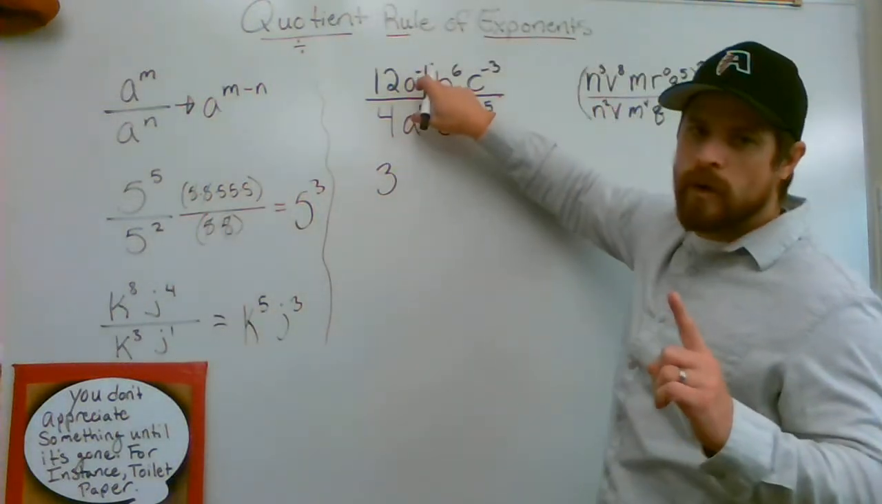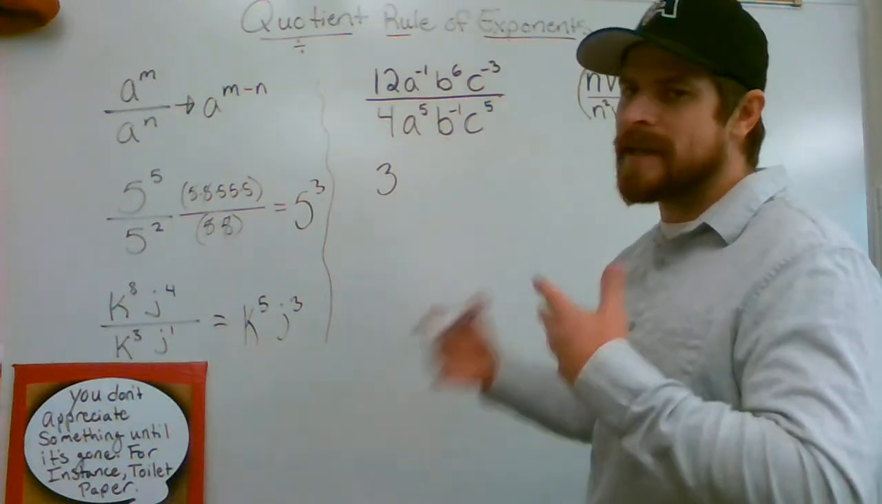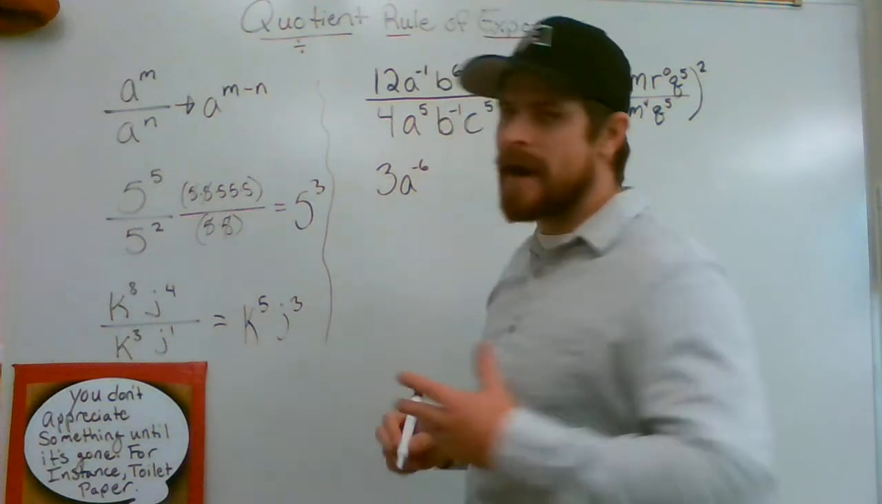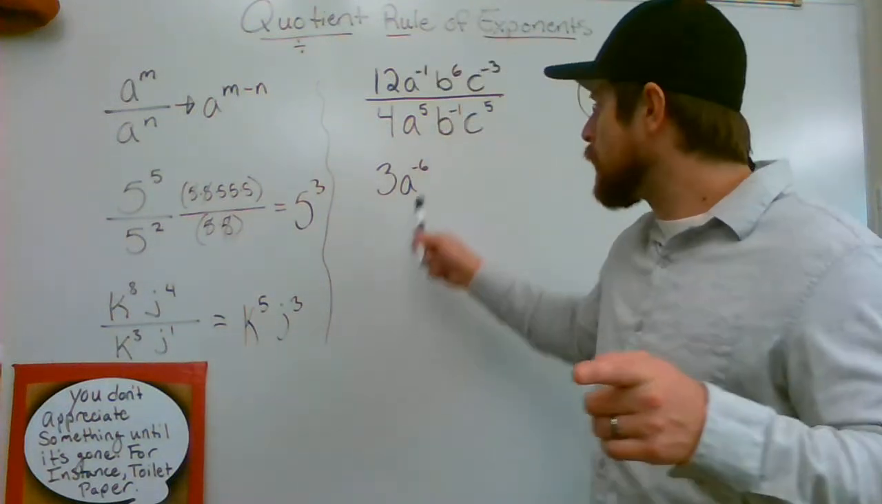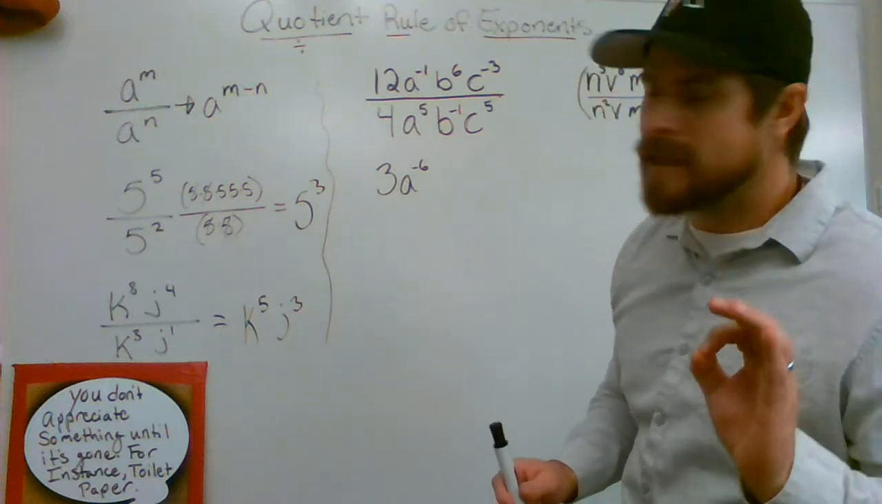Now, a to the negative 1st divided by a to the 5th. You're going to take negative 1 and you're going to subtract 5 from it. If I have negative 1 already and I take 5 more away, I'm going to be left with a to the negative 6th power. Now, hopefully we know what we're doing with our negative exponents. We'll talk about that at the end. Save it for the end.